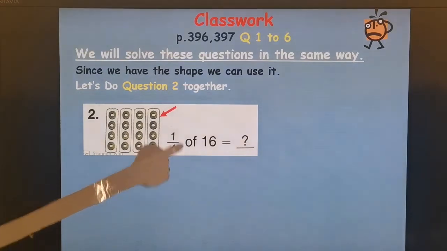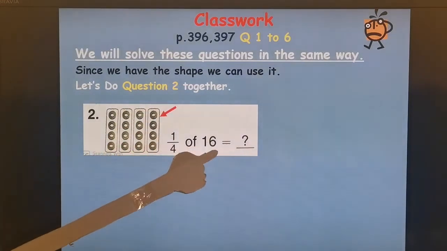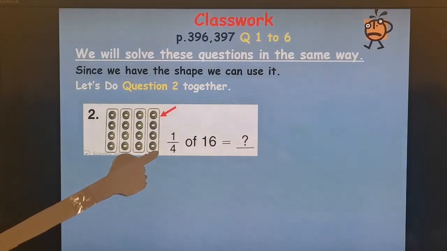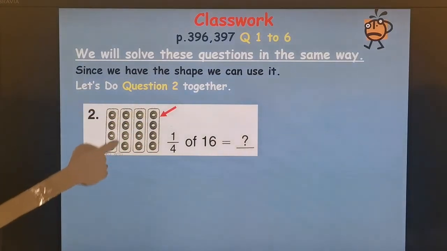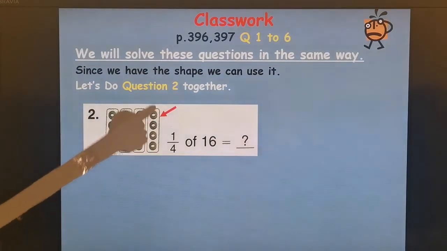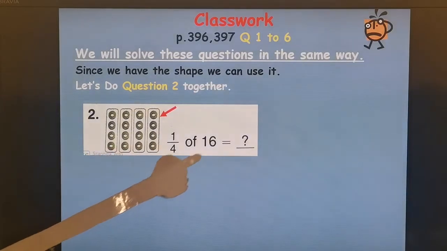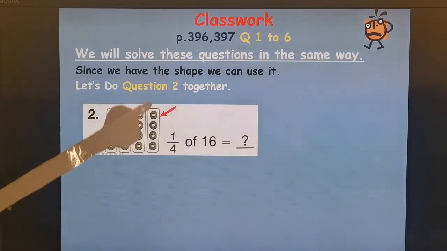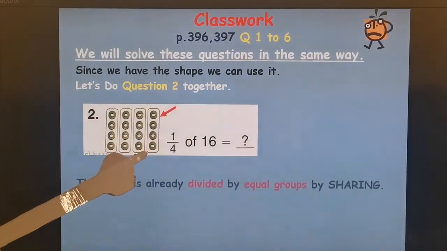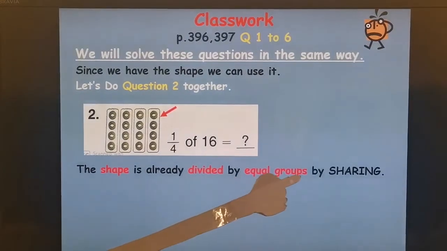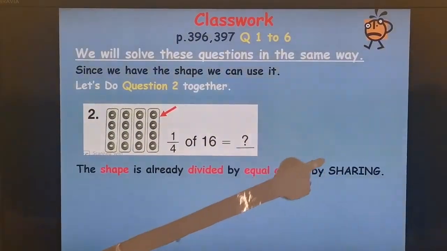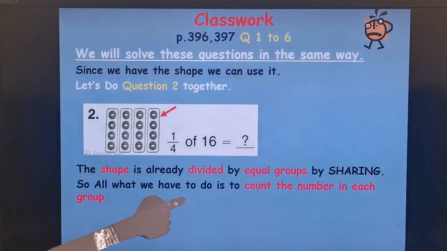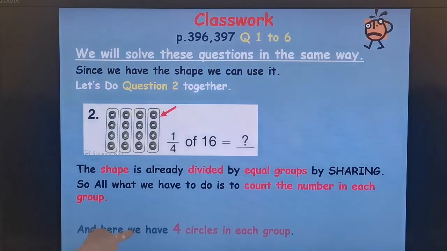We want to find out 1/4 of 16. Right? We said we care about these two numbers. Already, the shape is divided into 4 equal groups. All I have to do is what? I have the number in all. I have the number of groups. What is missing? Yes, the number in each group. So the shape is already divided into equal groups. And what do we call this? Sharing, right?